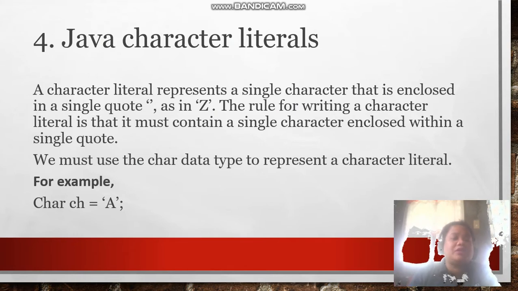So for number 4, we have Java character literals. A character literal represents a single character that is enclosed in single quotes, as in 'Z'. The rule for writing a character literal is that it must contain a single character enclosed within single quotes. We must use the char data type to represent a character literal like this one: char ch = 'a'. The letter a there is enclosed with single quotes because it is only one character.